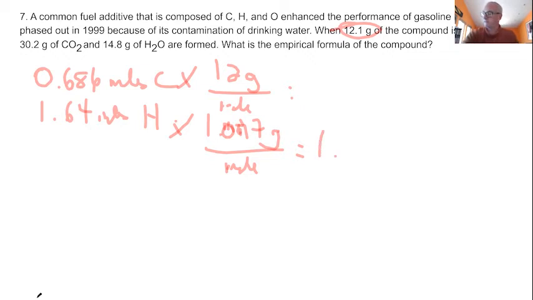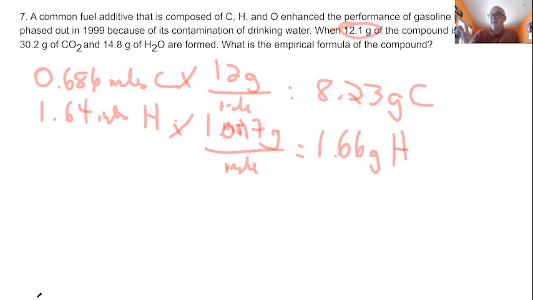So I have 1.66 grams of hydrogen. I have times 12, I've got 8.23 grams of carbon. Now remember, the remainder got to be oxygen. So I just add those two together and subtract from 12.1. So I have 8.23 plus 1.66 minus 12.1. So the remainder of the mass is 2.21 grams of oxygen.